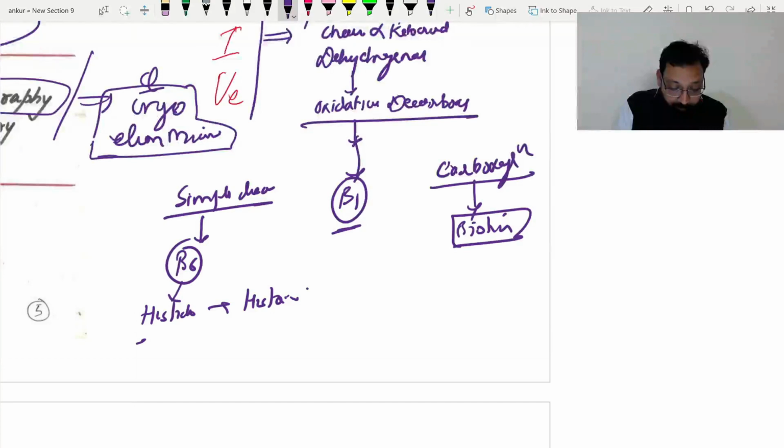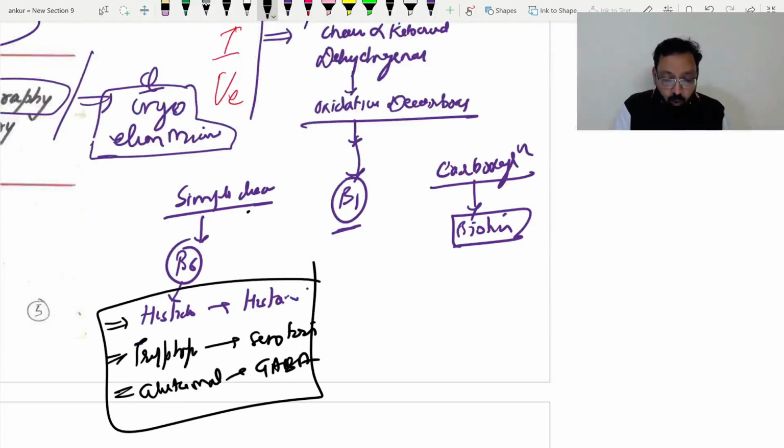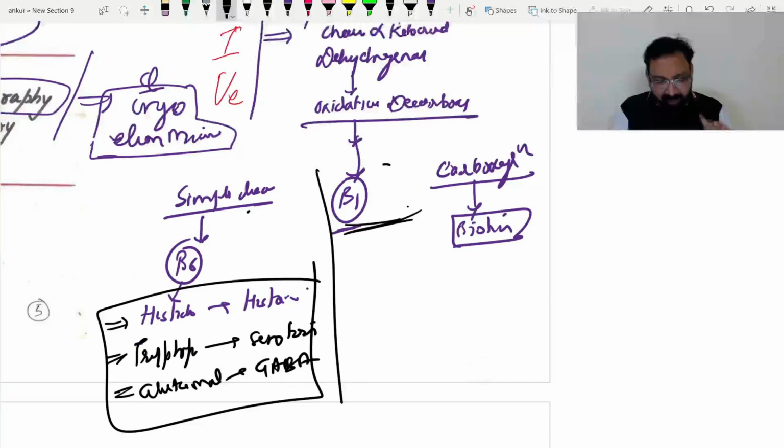Tryptophan to serotonin is a simple decarboxylation, and the cofactor is B6. Glutamate to GABA is also a simple decarboxylation, and the cofactor is B6. All other decarboxylations you will find have cofactor B1. You will remember it like this.